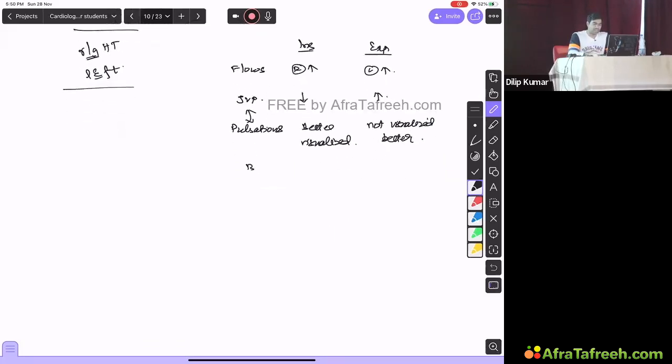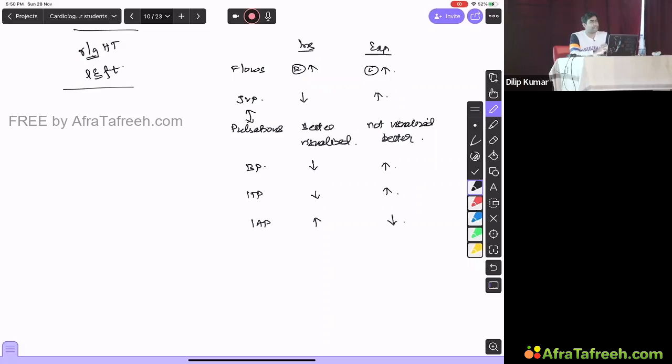What happens to the blood pressure? Blood pressure also decreases with inspiration. It increases with expiration, for the pulmonary vasculature reason I told you. What happens to intrathoracic pressure? That also decreases with inspiration and increases with expiration. But what happens to intra-abdominal pressure? It increases with inspiration and decreases with expiration. Yes or no? It's very simple hemodynamics, but very important to know.